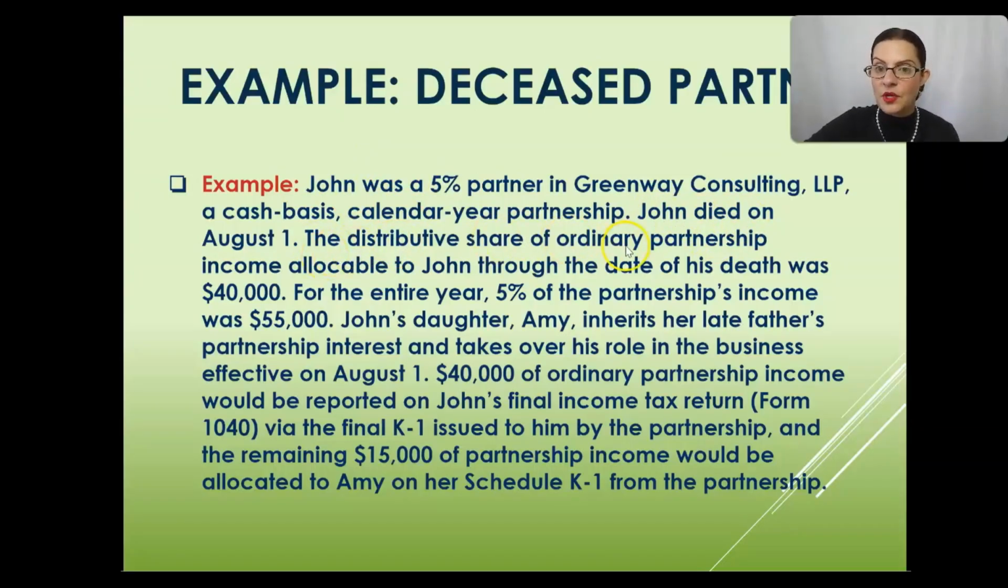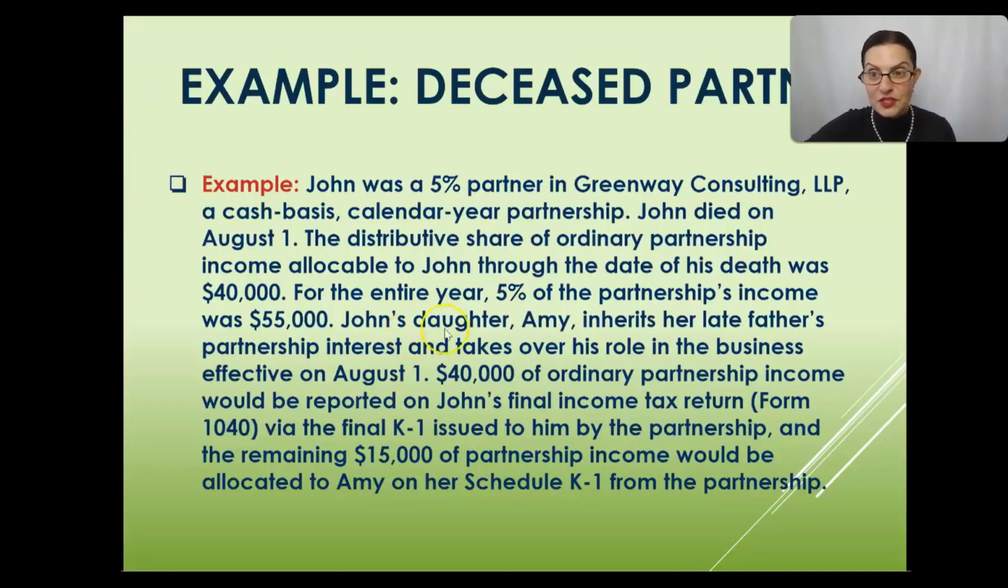The distributive share of ordinary partnership income allocatable to John through the date of his death was $40,000. For the entire year, 5% of the partnership's income was $55,000. This is what he would have gotten if he had lived the entire year, but he didn't. He died on August 1st. So the income that was allocatable to him until his death was $40,000. John's daughter, Amy, inherits her late father's partnership interest and takes over his role in the business effective on August 1st. So sometimes this will happen where an heir or a beneficiary will step into the deceased partner's shoes. That's not always what happens, but sometimes that's what happens.